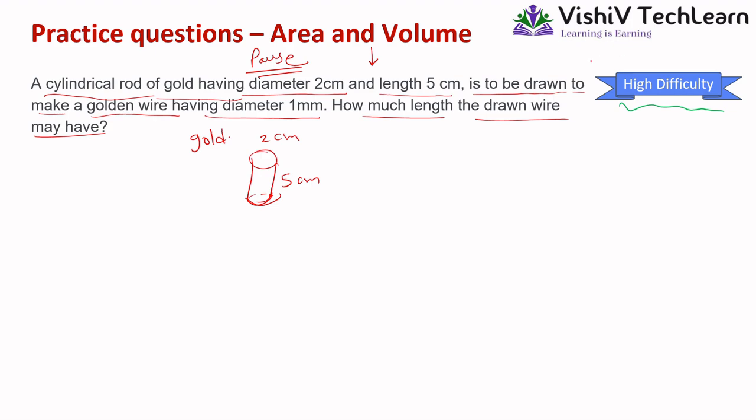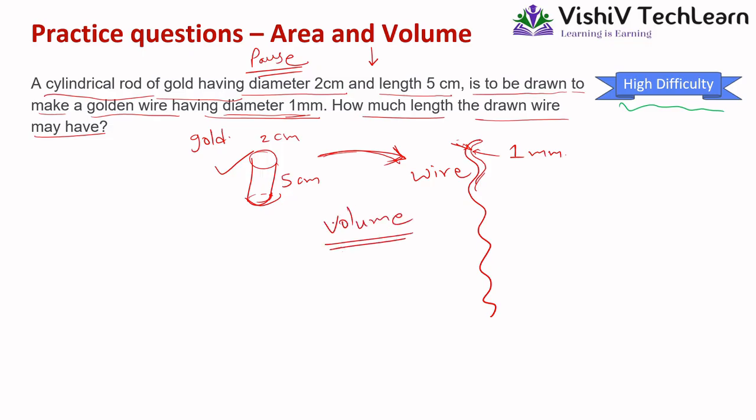Correct? And this has to be converted. We have to draw this. We have to convert this into a thin wire. Let's say this is how a wire can be. And since the wire will have some thickness, it is already given, this thickness diameter is 1 mm. Correct? Now when we are converting this cylindrical shape gold into a wire, the volume will remain the same. Between these two, volume will remain the same, and that is the logic here.